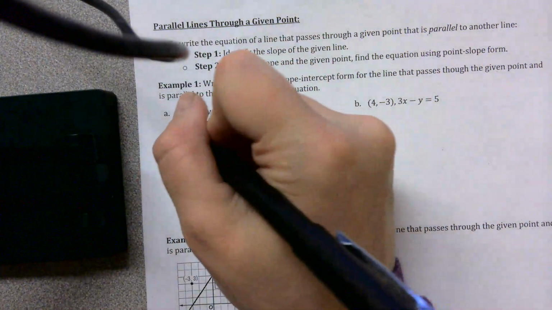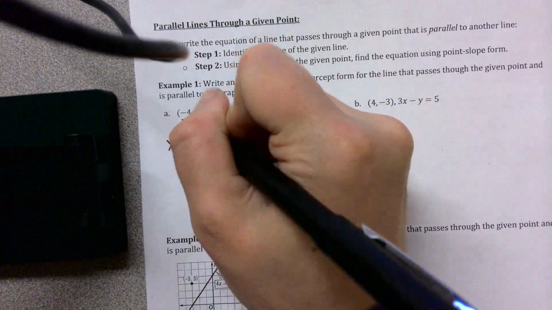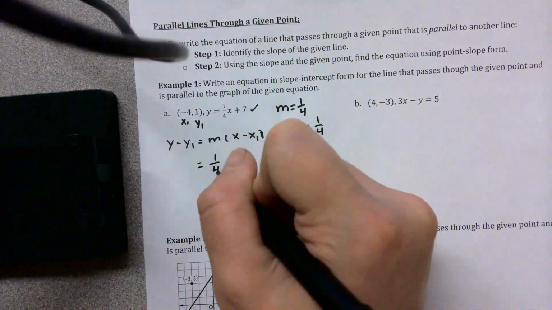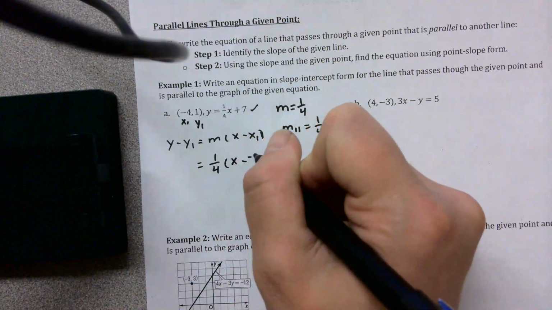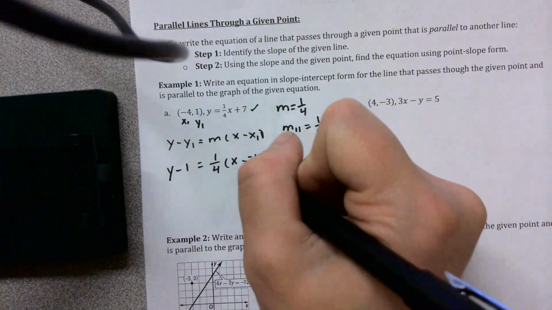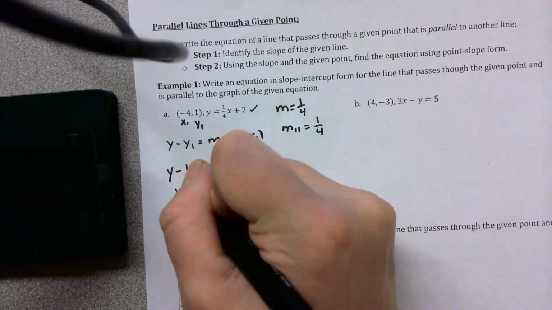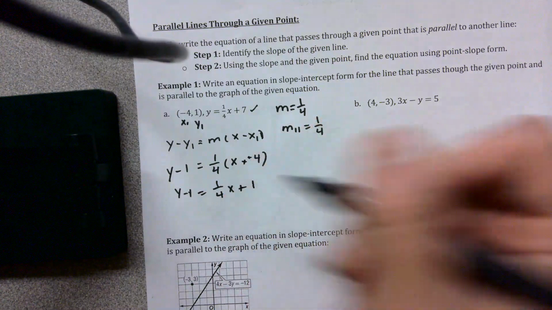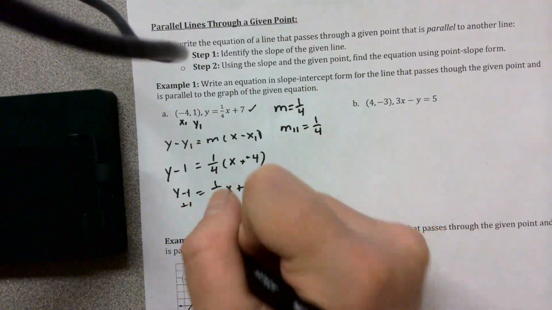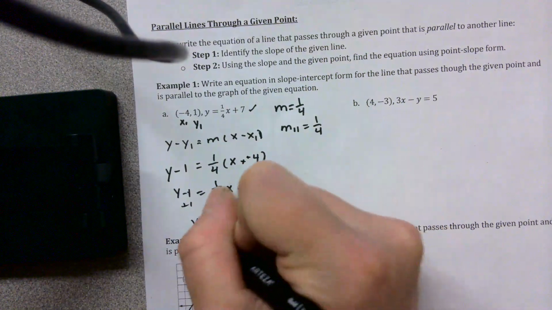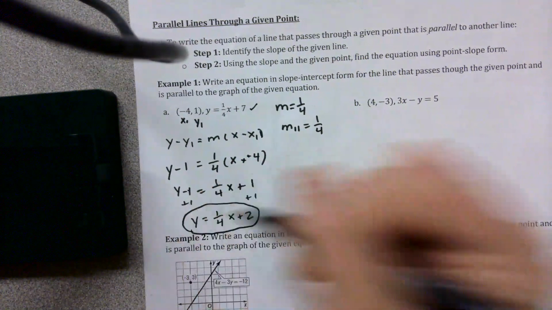And I also need to use the point -4 and 1. So 1/4 times x minus -4, minus 1. Y minus 1 equals 1/4 x plus 1. Add 1 to both sides. And that's it.